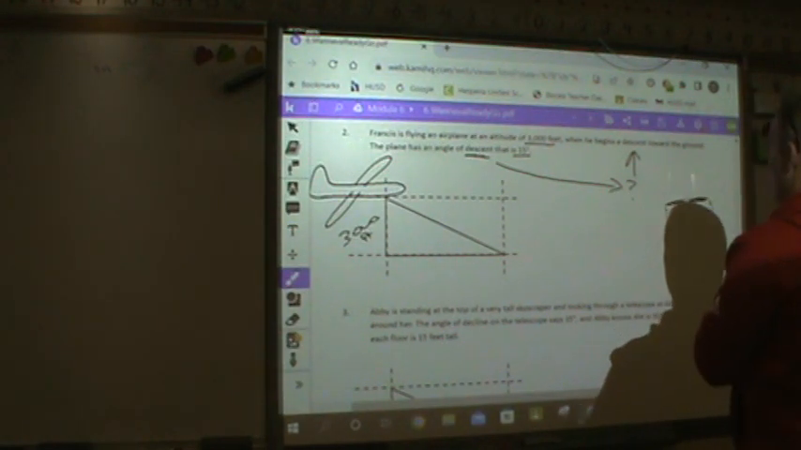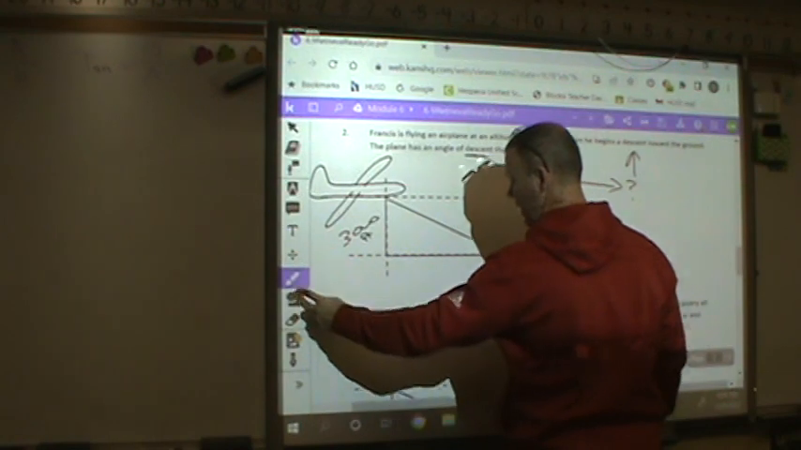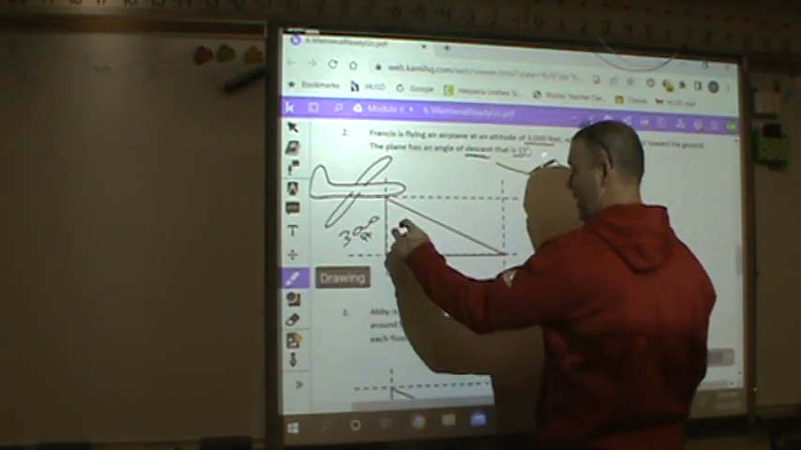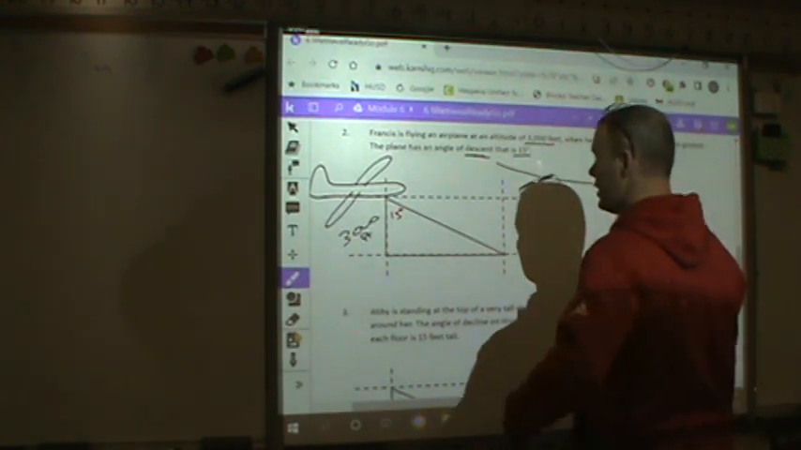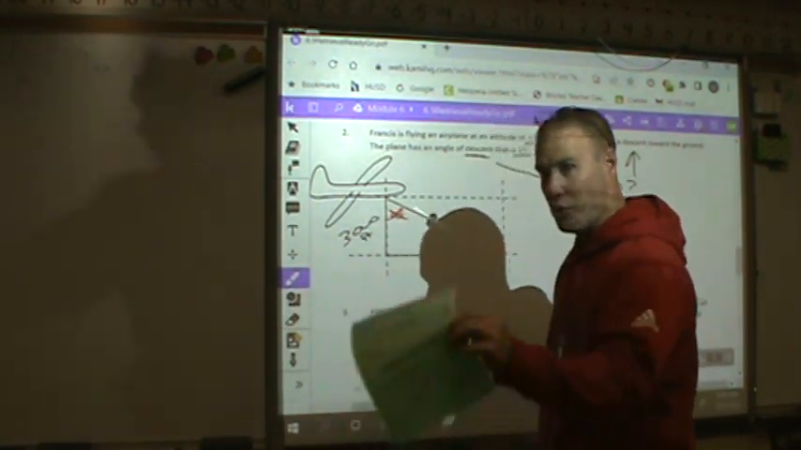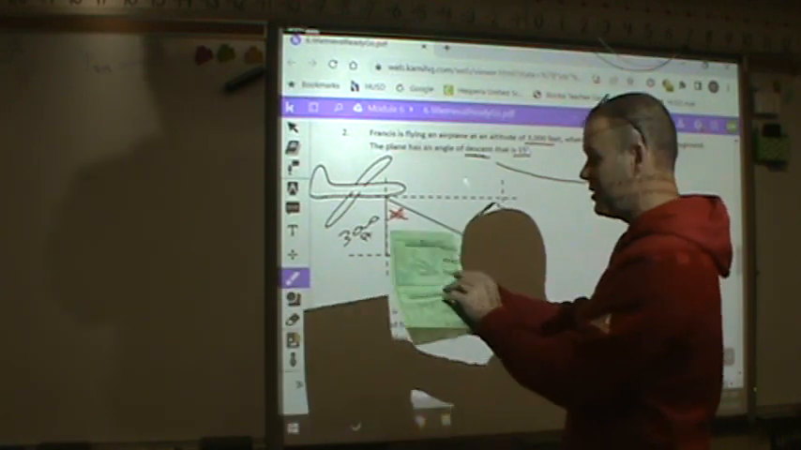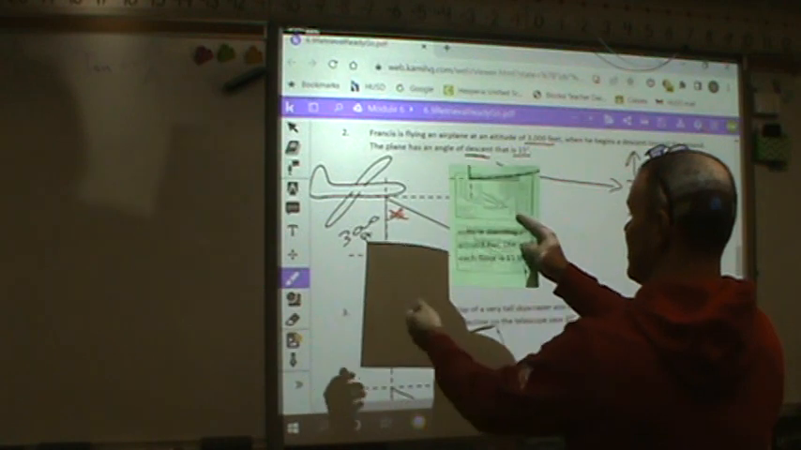All right, what begins the descent towards the ground? The plane has an angle of descent of 15 degrees. And a lot of people default, and this is what I have, they default, this is 15 degrees. They are close, but they are wrong. This is not 15 degrees. Go back and look at this paper, the angle of descent. It talks about it right here. Angle of depression, angle of descent is the same way.